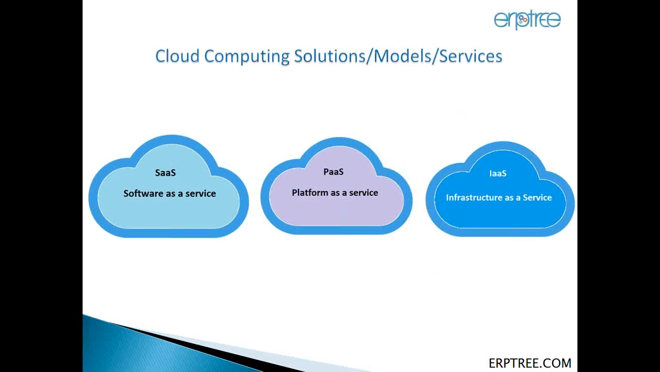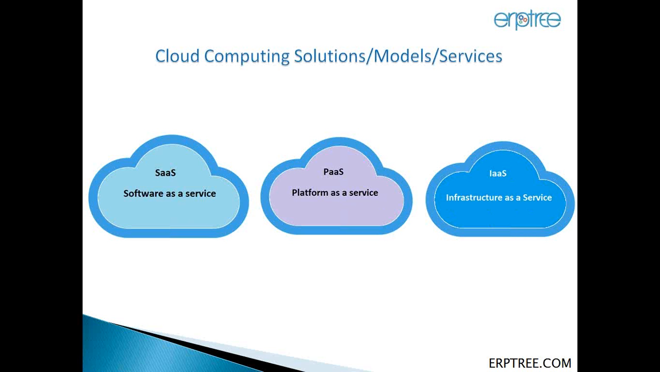So when you talk about cloud computing, we have three different services any cloud computing company can provide. Those are SaaS, PaaS, and IaaS. SaaS stands for software as a service, PaaS stands for platform as a service, IaaS stands for infrastructure as a service. So depending on client requirement, they'll be choosing.